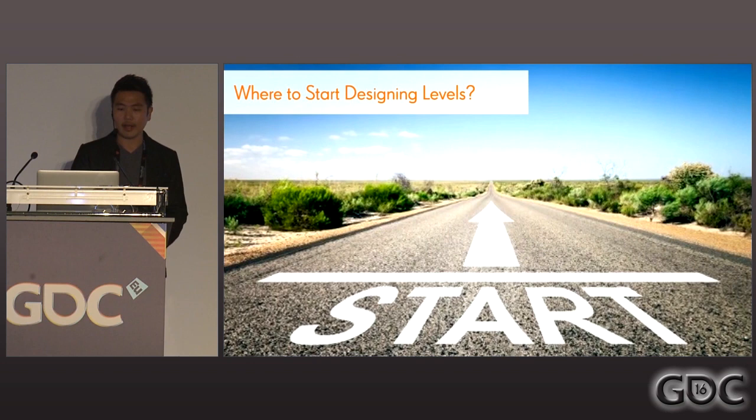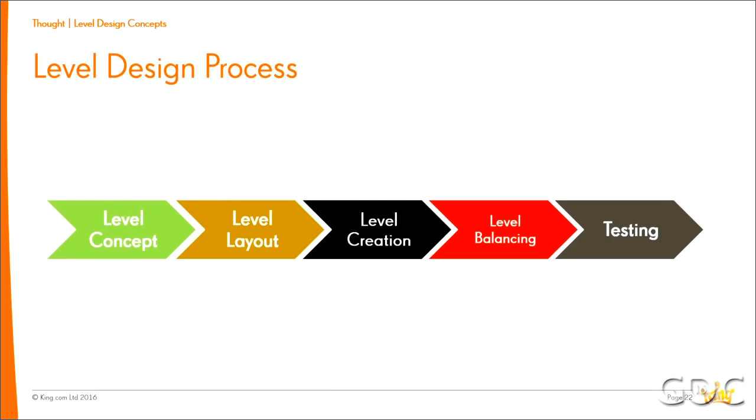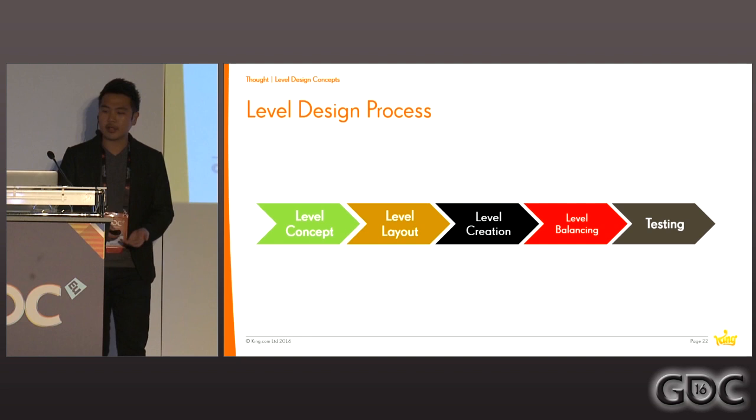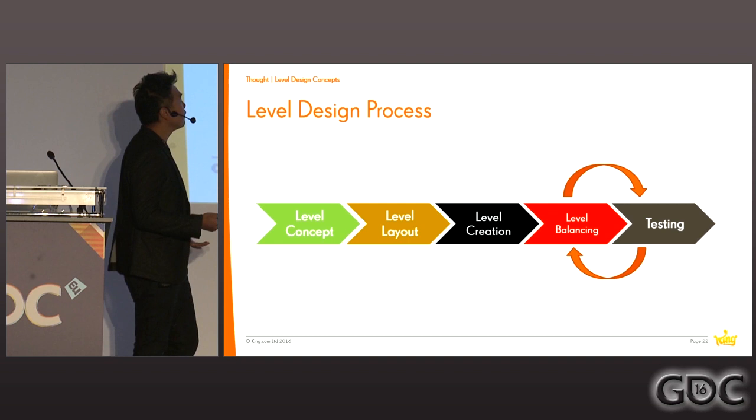So bearing that in mind, the next question is, where do we even start designing levels? This is what the typical level design process in King looks like. It starts from a level concept, of course. So it starts with a good idea: how do you make an interesting level? You go on to do a level layout, how to fit this idea into the board. You create the level in the level editor. Once you think it's ready, you test it a little bit and you balance it. You think, okay, it's ready, and then you send it out for real testing. And because we're running live games, very often the loop of testing and balancing goes on forever.